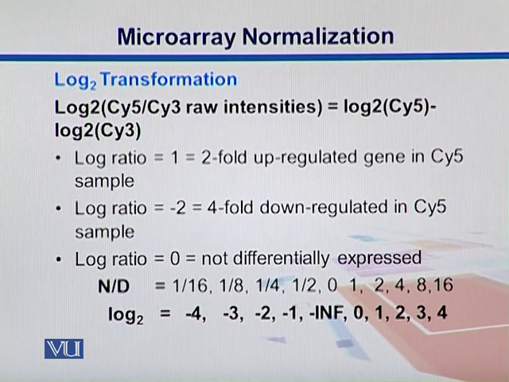So rather than looking into these small numbers, for example 1 by 16 is 0.0000 something, we can look into this log2 scale, where we have whole numbers. A negative sign indicates that it is down regulated, meaning the bottom part of the equation is more as compared to the top part, whereas a positive number indicates that the genes are up regulated, where the top part is greater than the bottom one.